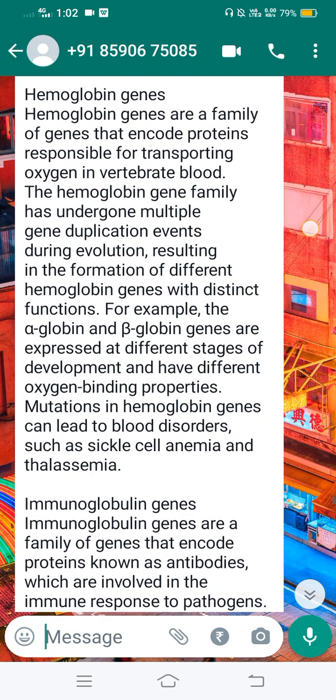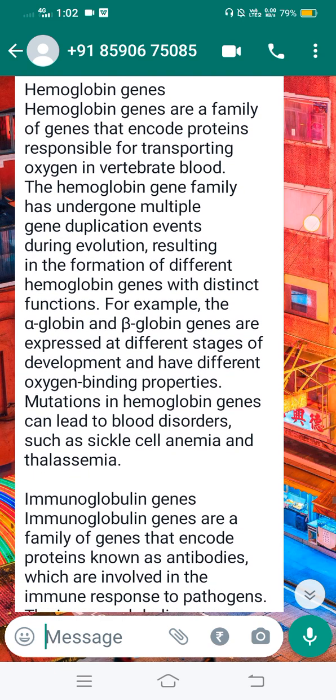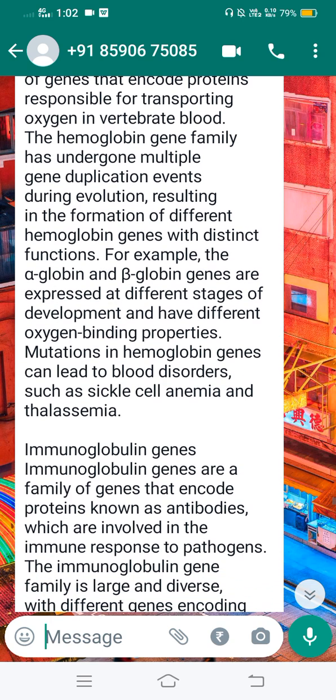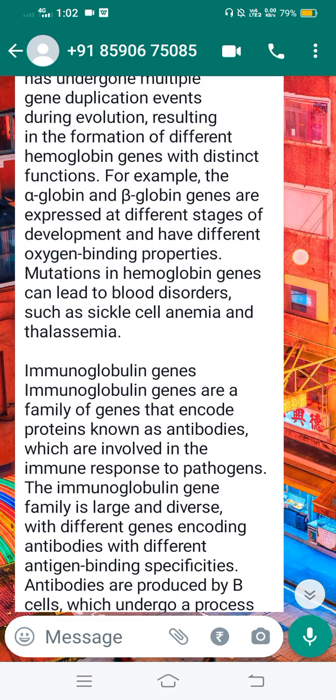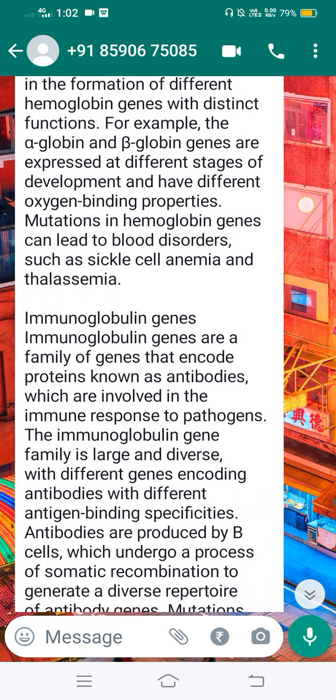The hemoglobin gene family has undergone multiple gene duplication events during evolution, resulting in the formation of different hemoglobin genes with distinct functions. For example, the alpha globin and beta globin genes are expressed at different stages of development and have different oxygen binding properties. Mutations in hemoglobin genes can lead to blood disorders such as sickle cell anemia and thalassemia.